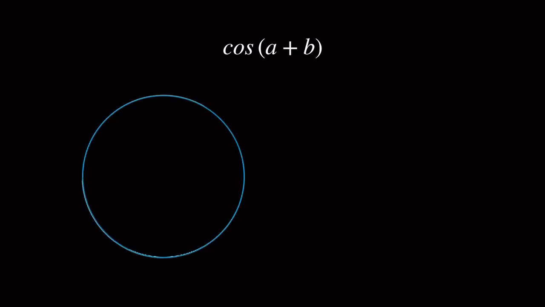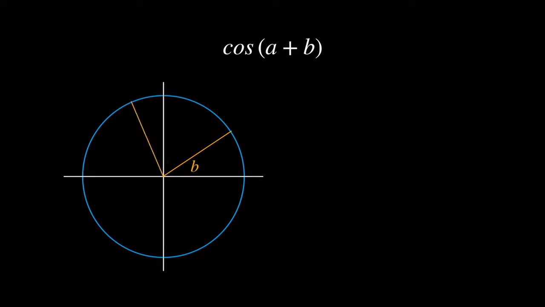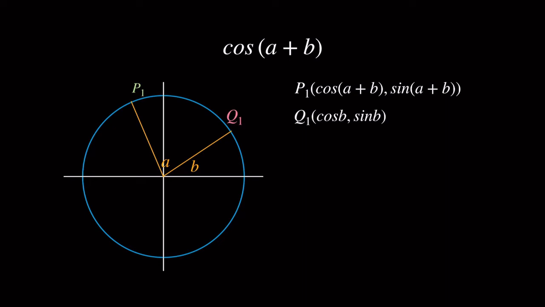So, let's start by constructing a unit circle, and let's try to visualize what a plus b really is. I will do that by constructing a line with angle b, and from that line, another line with angle a. Now, because we want cos(a + b) in terms of something simpler, we can label the points at a plus b, P1, and at angle b, Q1. We can find their coordinates by taking the cosine and sine of the respective angles. So P1 will be (cos(a + b), sin(a + b)) and Q1 will be (cos b, sin b).